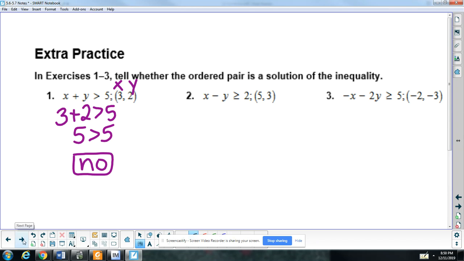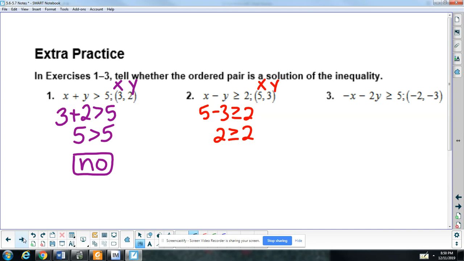Okay, so let's look at number 2. x minus y is greater than or equal to 2. They want us to try the 5 and the 3. So we're going to put 5 in for the x and 3 in for the y. 5 minus 3, is that greater than or equal to 2? So again, I'm going to work it out on the left side. 5 minus 3 is a 2. Then I bring down greater than or equal to 2.